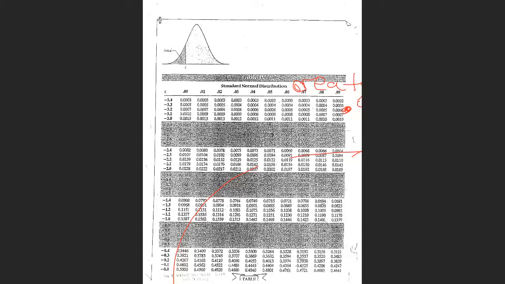Now the question, remember, is what is the z-score that's associated with that cumulative area? So to get the z-score, I'm just going backwards. I'm going to look to the left to get the first part of the z-score. The first part of the z-score is negative 1.9. And then I'm going to look up to get the rest of the z-score. The rest of the z-score is 0.05. So the z-score that I'm looking for here is negative 1.95.